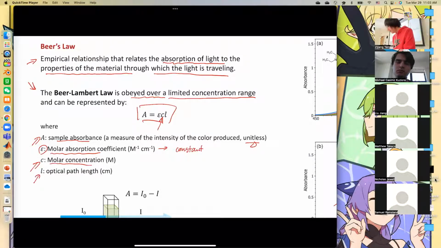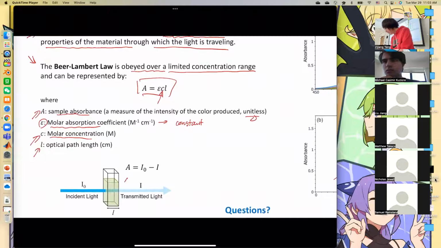And L here refers to the optical path length. So basically, when we have a solution and we have the input light, this refers to the length of our solution. And we can also see that for a given instrumental configuration, the L is also a fixed value. So this is also a constant. So basically, we can have the linear relation between absorbance and the concentration.